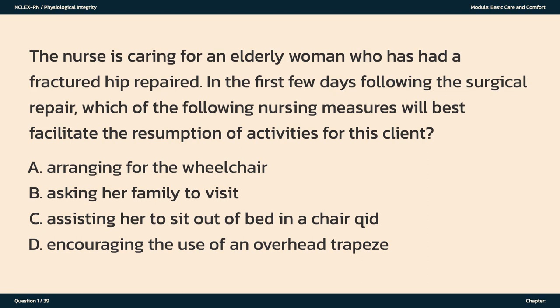The nurse is caring for an elderly woman who has had a fractured hip repaired. In the first few days following the surgical repair, which of the following nursing measures will best facilitate the resumption of activities for this client? A. Arranging for the wheelchair. B. Asking her family to visit. C. Assisting her to sit out of bed in a chair. D. Encouraging the use of an overhead trapeze.